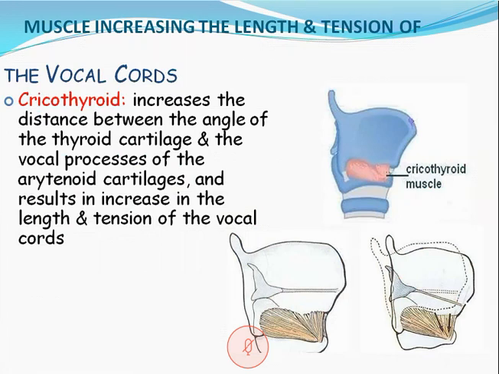The vocal cords' length and tension are changed by different muscles. The increase in length and tension is mainly done by the cricothyroid muscle. It increases the distance between the angle of the thyroid cartilage and the vocal process of the arytenoid, which results in the length and the tension increasing in the vocal cords.